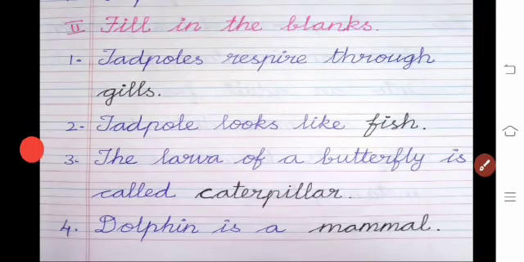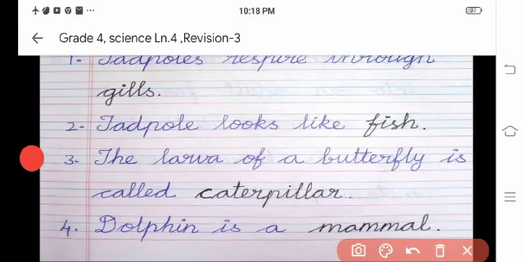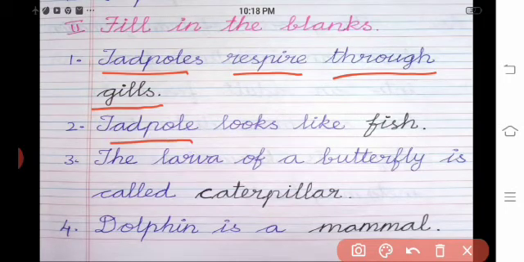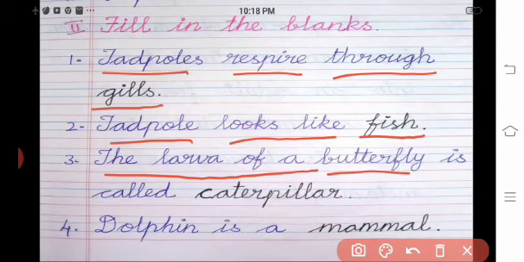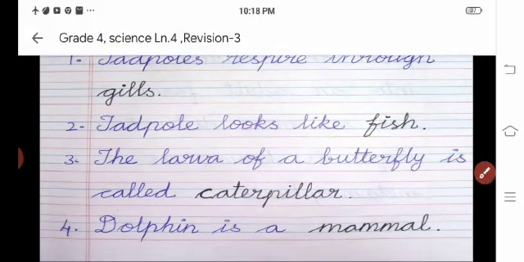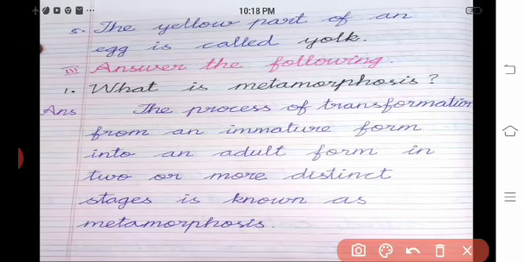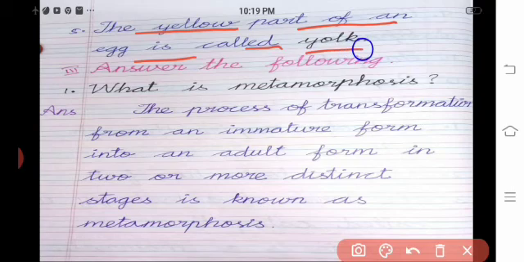Okay children, we can see our classwork. First, fill in the blanks. Tadpoles respire through gills. Tadpole looks like fish. The larva of a butterfly is called caterpillar. Dolphin is a mammal. Next, the yellow part of an egg is called yolk.